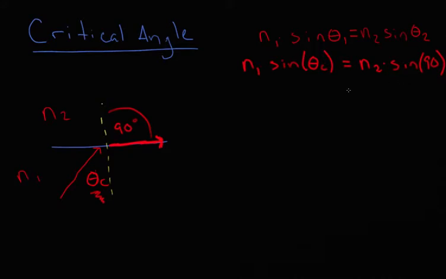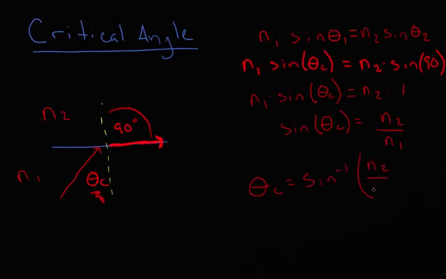What is the sine of 90 degrees? It turns out the sine of 90 degrees is exactly 1. Okay? So now let's continue to solve for the critical angle over here. We'll divide by n1. So we get sine of the critical angle is equal to n2 over n1. And now again, we're going to have to take the arc sine of both sides. So we get that the critical angle is equal to the arc sine of n2 over n1.